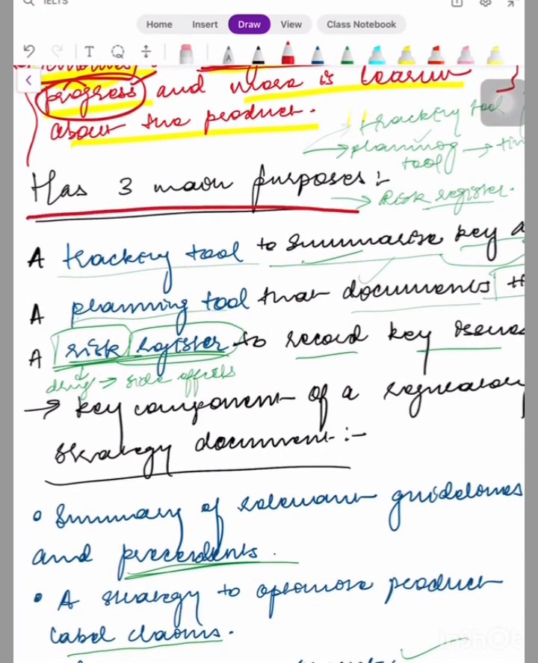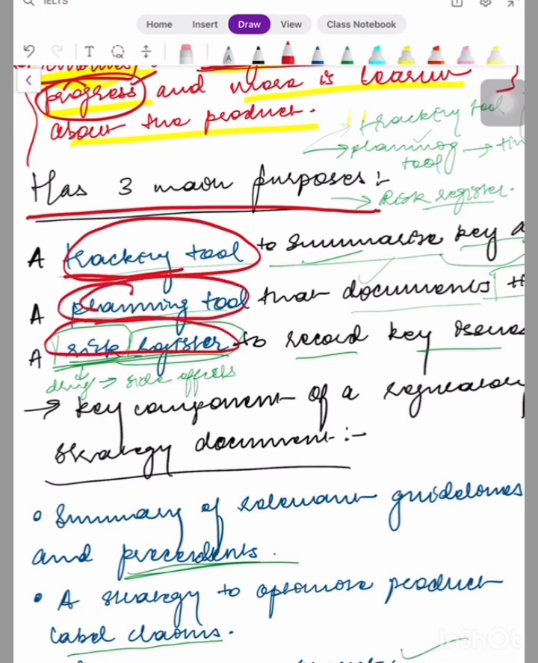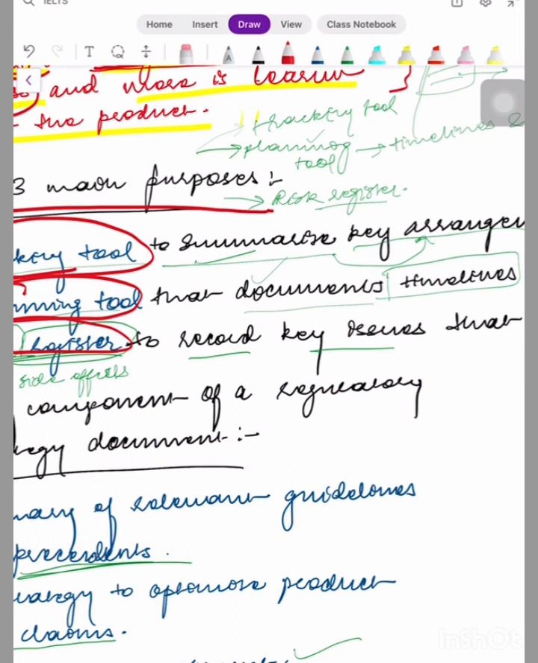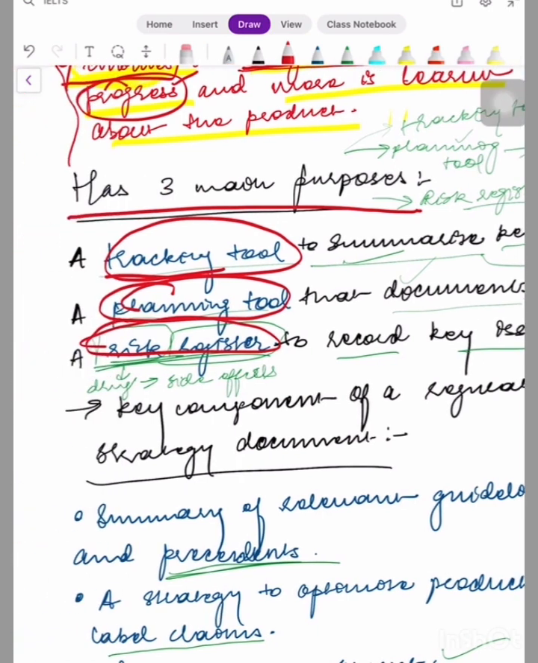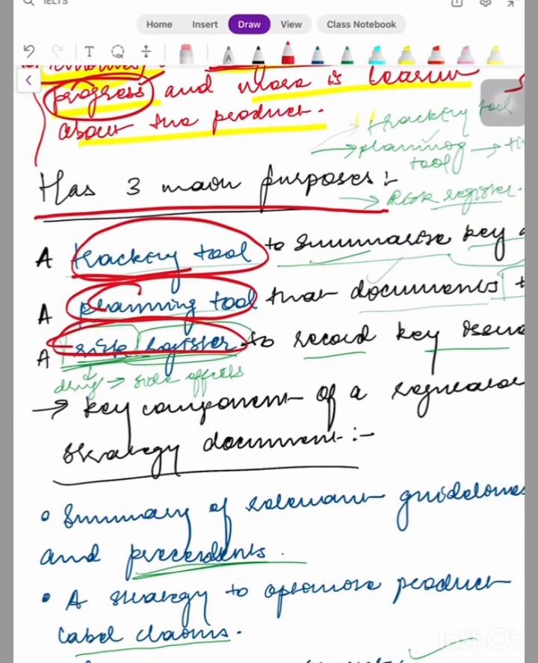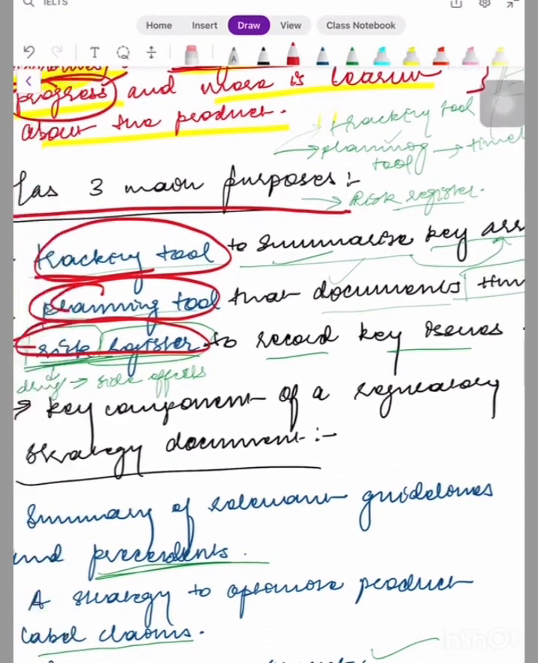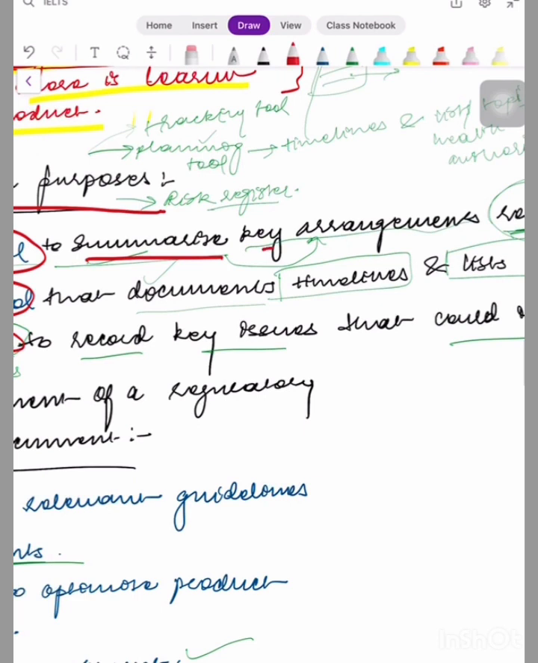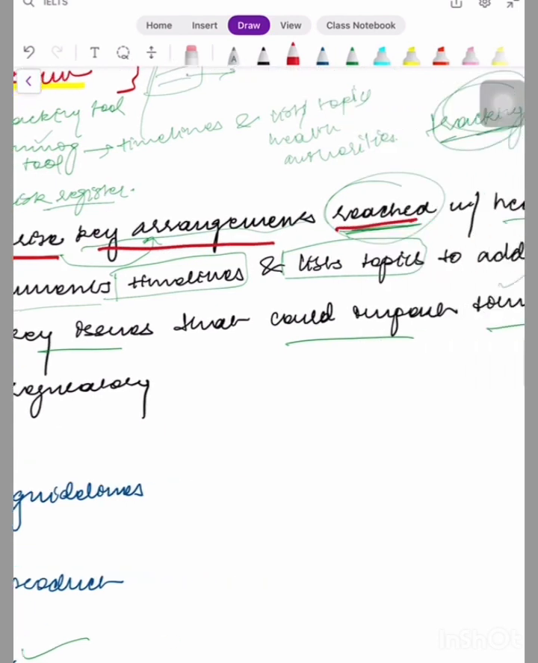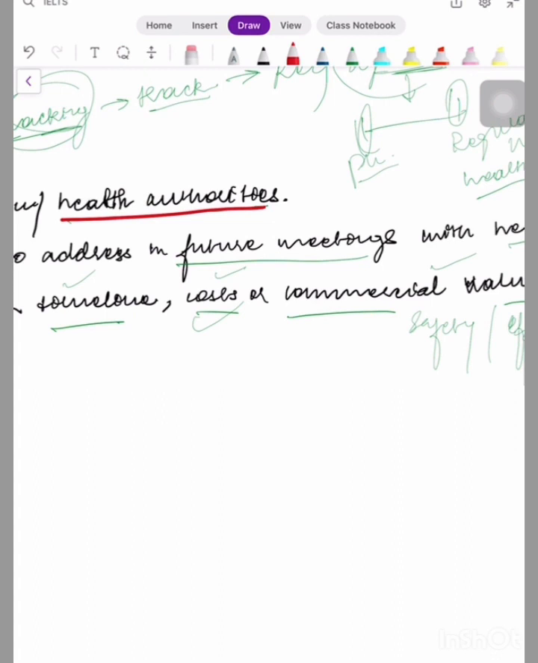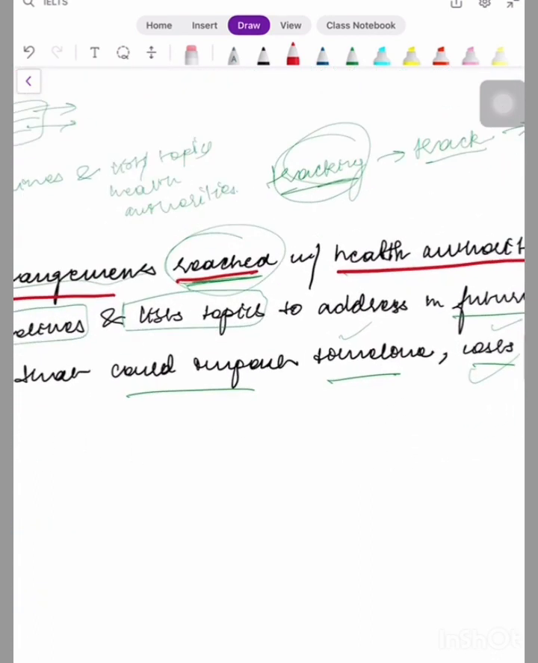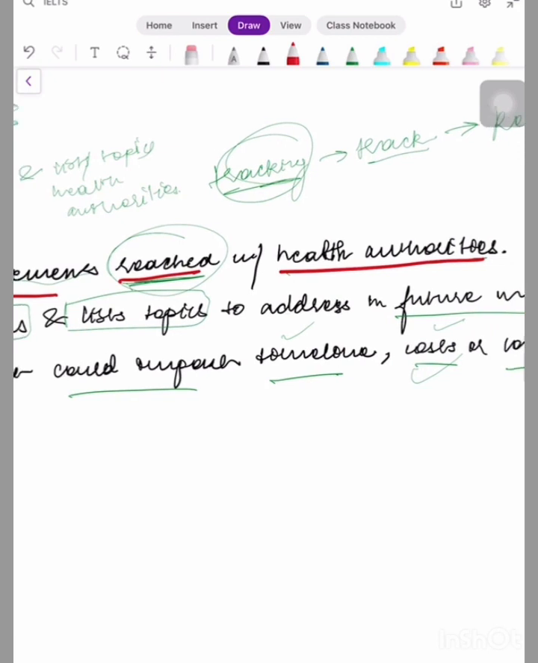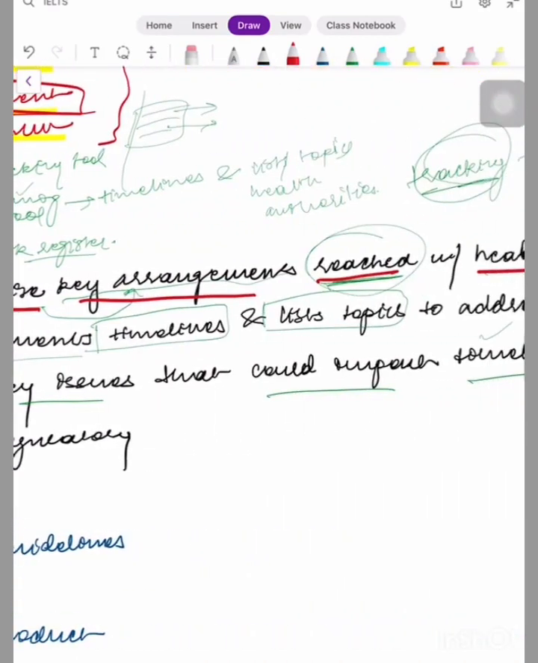Now it has three main purposes. It is a tracking tool, it is a planning tool, and it is a risk register. So it is three things: tracking tool, planning tool, and risk register. So let's understand why it is known as a tracking tool. A tracking tool, to summarize key arrangements reached with health authorities. It's a very simple language, nothing rocket science here to understand.